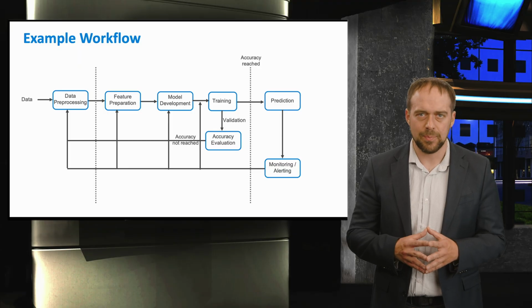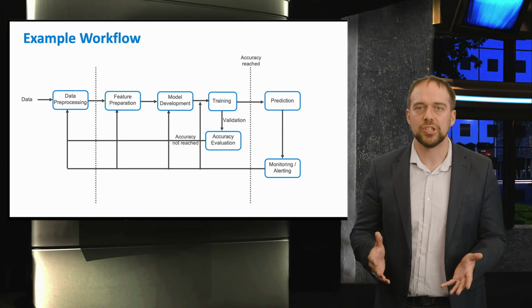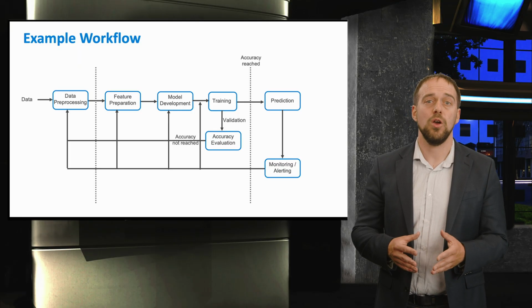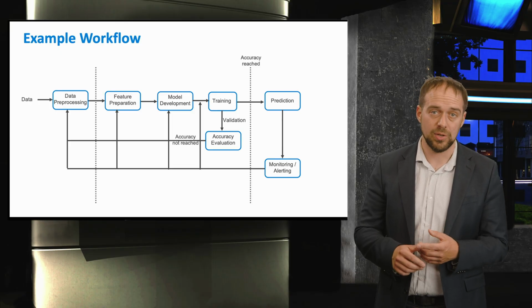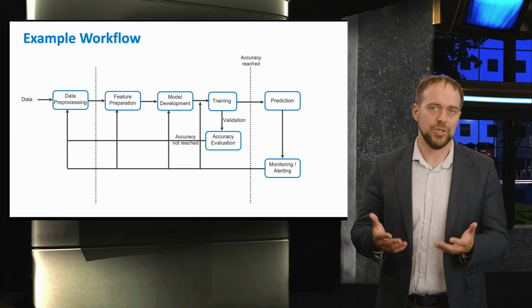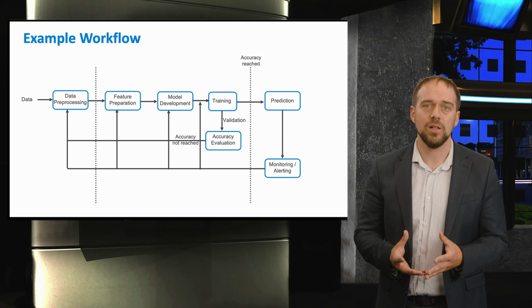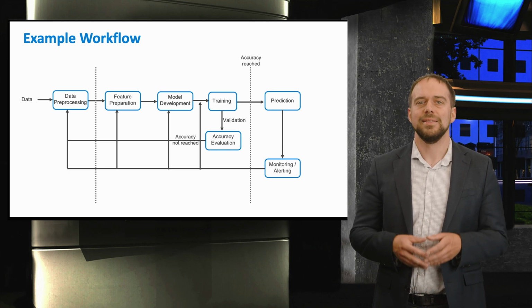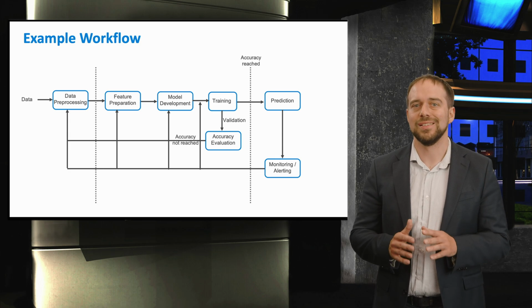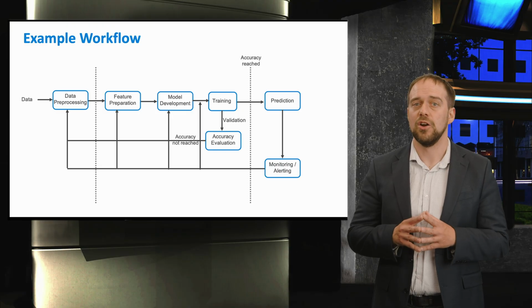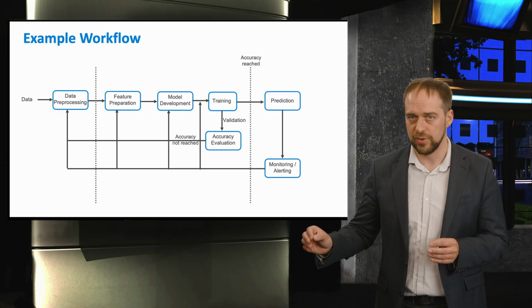Once the accuracy is acceptable, we move to prediction. And after deployment, the system includes the monitoring and the alerting, which ensures that the model remains reliable over time. This cyclical, iterative nature is typical. Machine learning is rarely a straight line from start to finish.